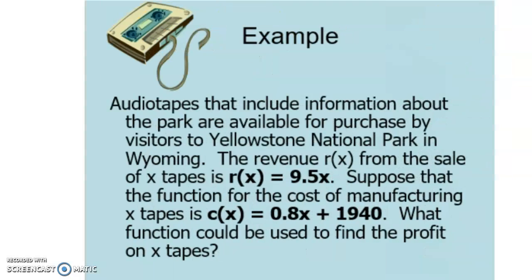So for this first example, which I did type out for you, we're looking at some audio tapes. They include information about the park and are available for purchase by visitors to the Yellowstone National Park in Wyoming. The revenue from the sale of X number of tapes is represented by this equation R of X. Suppose that the function for the cost of manufacturing X number of tapes is represented by this function C of X. I want to know what function would you use to find the profit on X tapes.